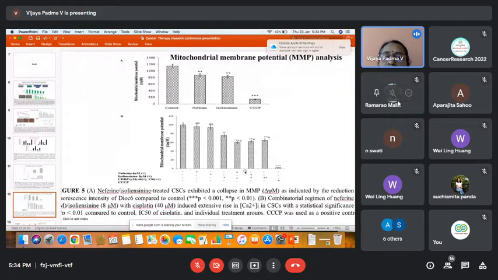All these studies were done in cisplatin resistant colorectal cancer cells. So 120 micromolar is the IC50 dose for the cisplatin resistant cancer cells.